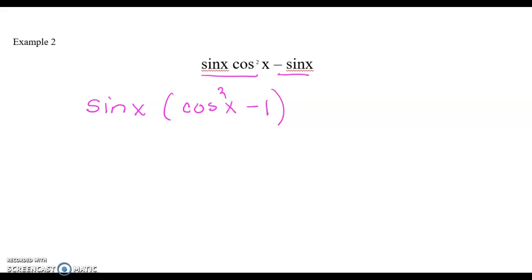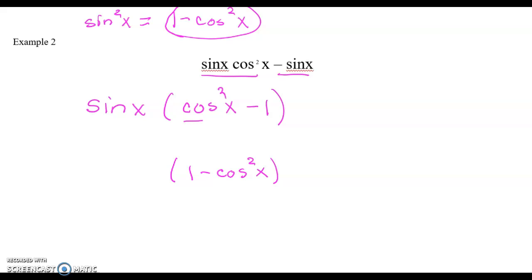Now, if you know your identities, which is very important, you would know that sine squared x is equal to 1 minus cosine squared x. So this is very close, but not exactly the same. That says 1 minus cosine squared, and this one says cosine squared minus 1. So in other words, the signs are backwards. Up here we have a negative 1, down here we have a positive 1. Up here we have a positive cosine squared, down here we have a negative cosine squared.